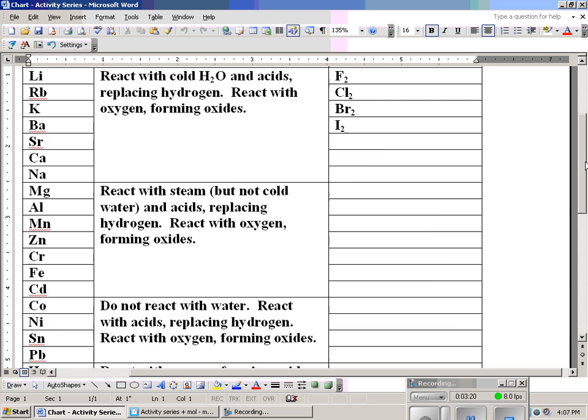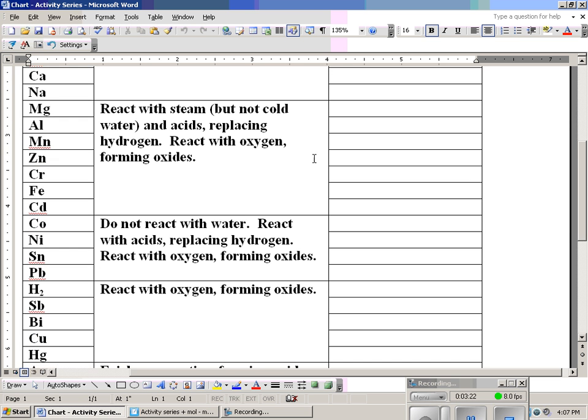And as we go further down, the next group here, we have magnesium, aluminum, manganese, clear down to cadmium. Each of these will react with steam, but not cold water, and acids. Again, they will replace the hydrogen, and they'll also react with oxygen, forming oxides. So for example, if you had magnesium and oxygen for reactants, since it reacts with oxygen, you'd end up with magnesium oxide.